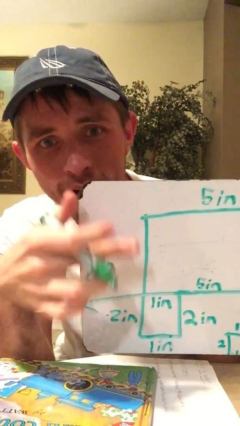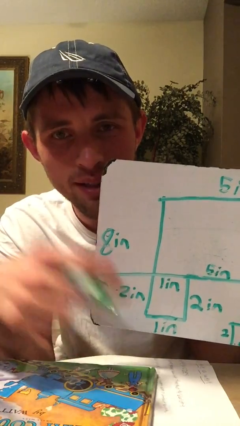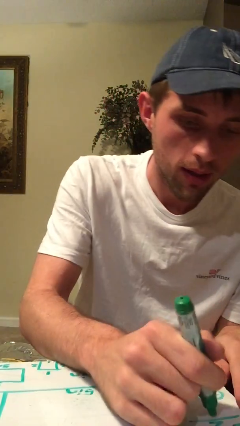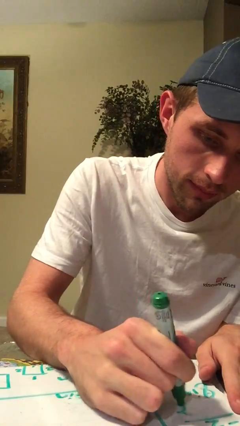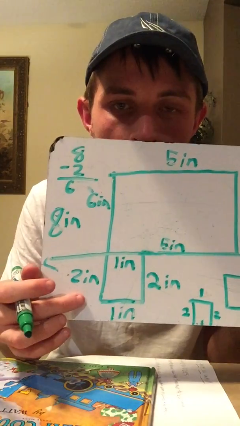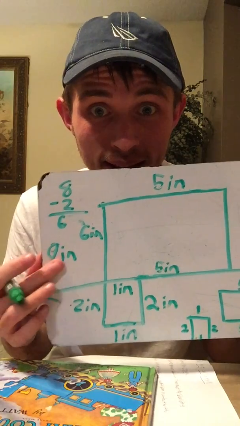So how am I going to find what this is then? If it used to be 8 inches and I took 2 of those inches away, what am I going to have to do? I'm going to have to subtract, right? 8 minus 2. What is 8 minus 2? 6 inches. And then if I add 6 plus 2, what do I get? I get that total of 8 inches. Do you all see that?